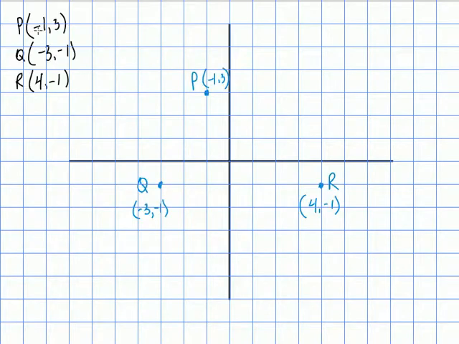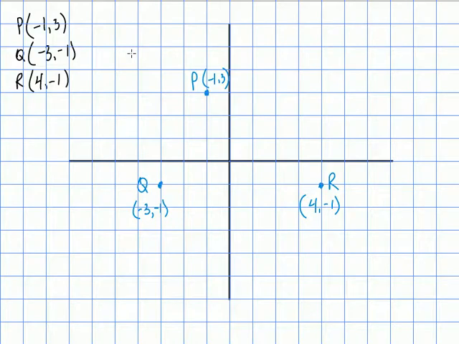Alright, so here's my 3 points. It's -1, 3, -3, -1, 4, -1. I plotted the points, labeled them, and all that kind of stuff. Now what we're going to do is make a triangle out of this, because they're going to ask you to find 2 things. They're going to ask you to find the perimeter of that triangle, and they're going to ask for the area of that triangle. Okay, those are 2 things that we've talked about in the last couple days.